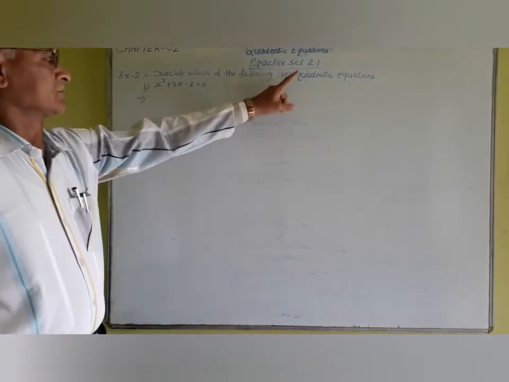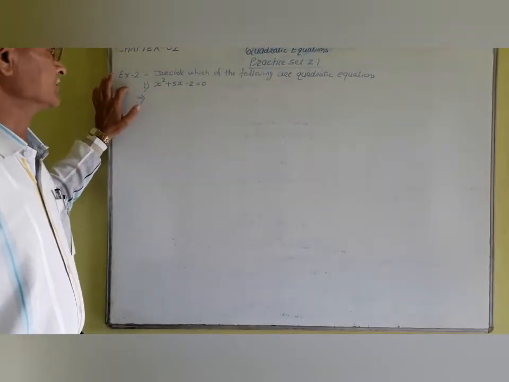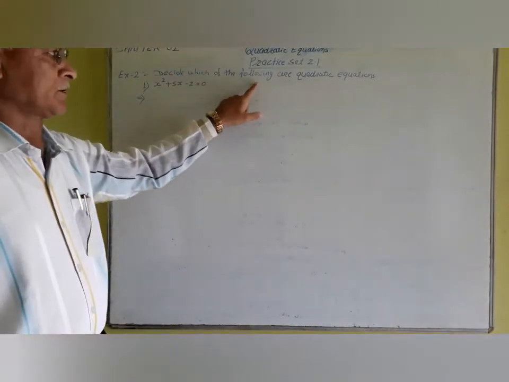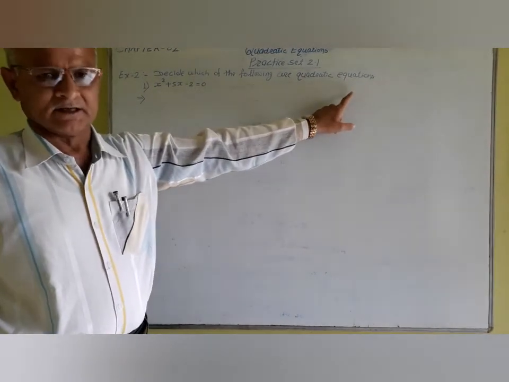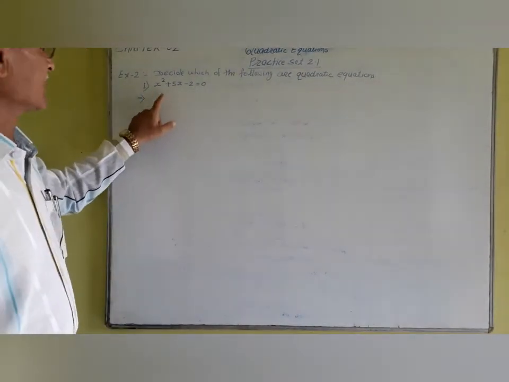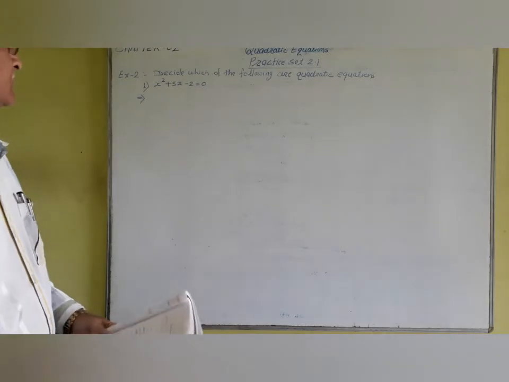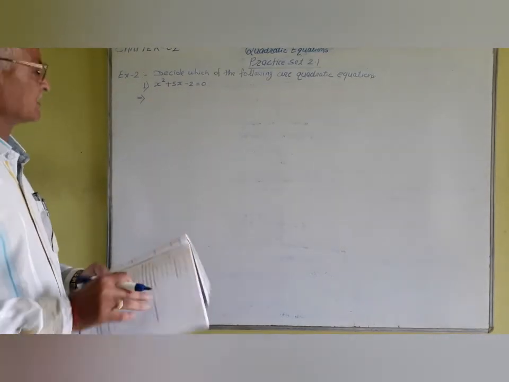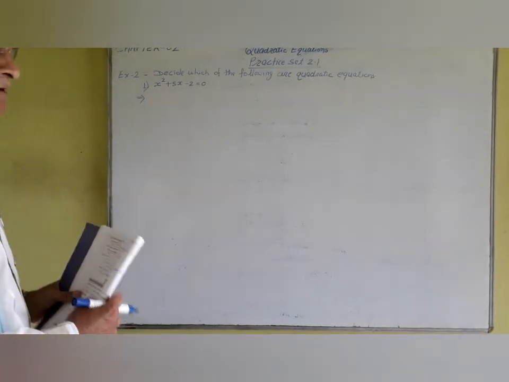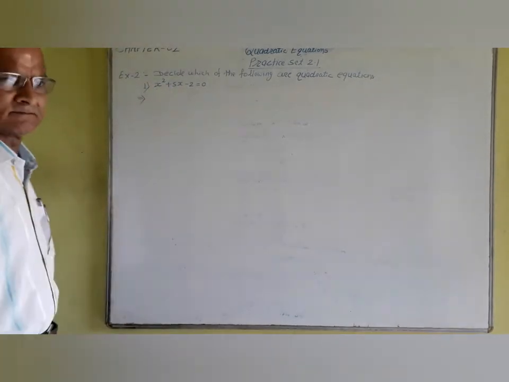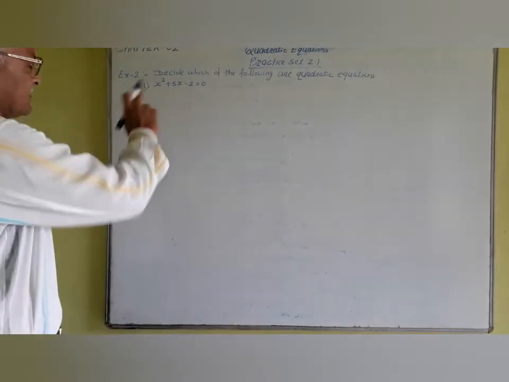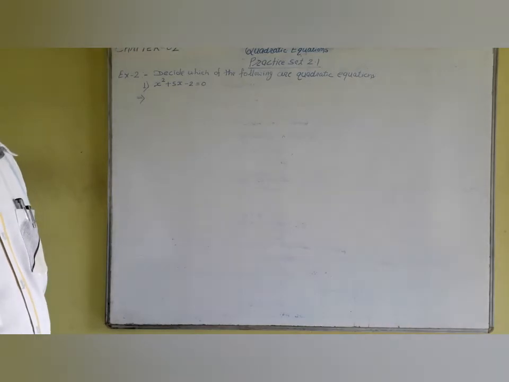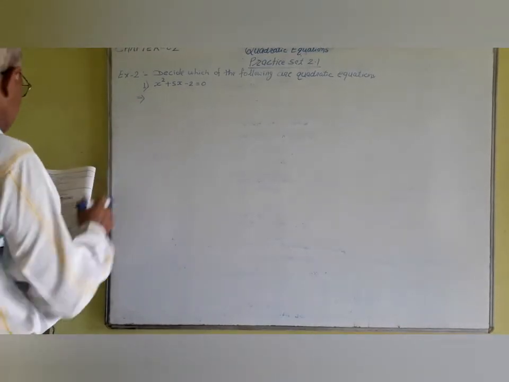Now practice set 2.1, example number 2. Decide which of the following are quadratic equations. First is x square plus 5x minus 2. Which is the quadratic equation? x square plus 5x minus 2 contains only one variable and has maximum index 2, and therefore it is a quadratic equation. We have to write it here.